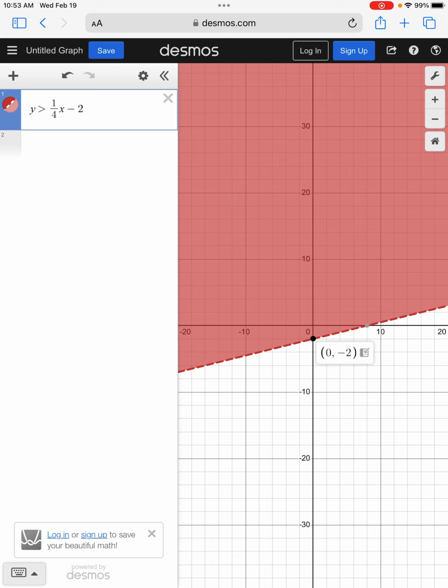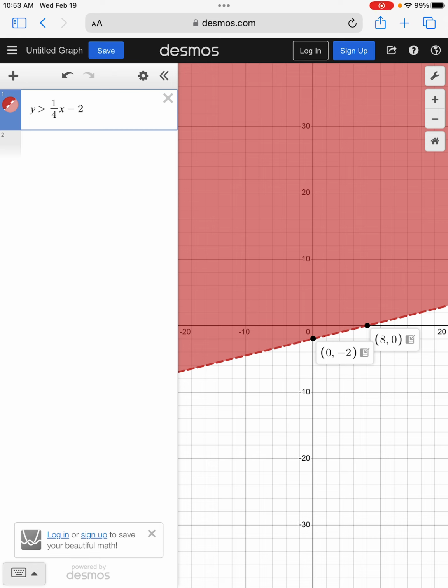0, -2, that's our y-intercept. They give us this other point, the x-intercept, 8, 0. So you can use that to help you graph, and you can kind of transfer it from online to paper if need be. So that is the lesson with linear inequalities, and you can use Desmos to help you.